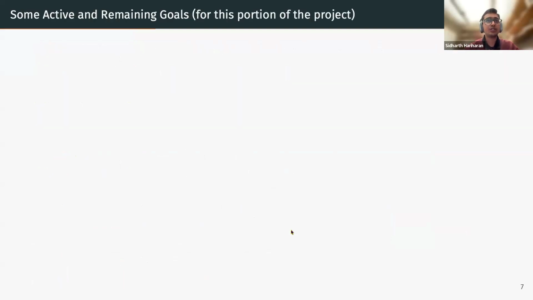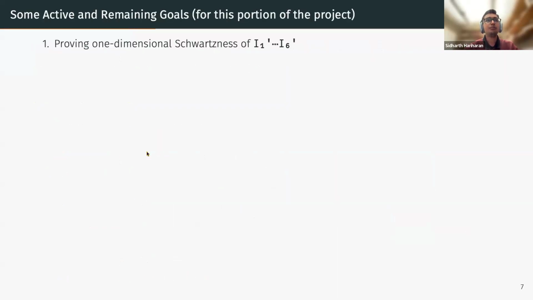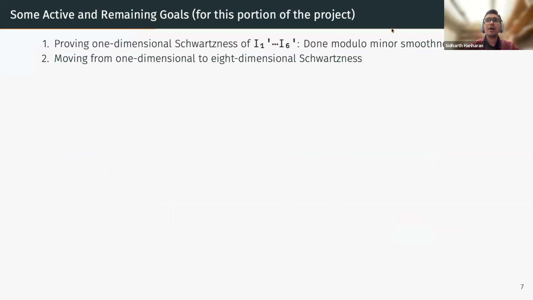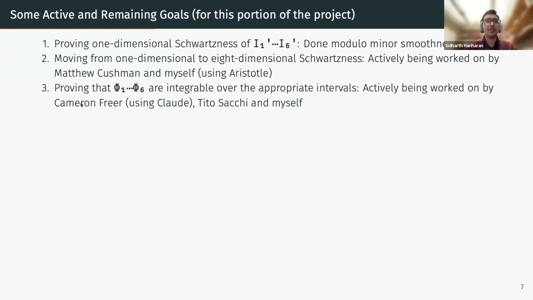And the active and remaining goals for this part of the project. Proving that I1 primed up to I6 primed are Schwarz functions in R. These are Schwarz in this input here. This is done minus modulus and smoothness results. Then moving from 1-dimensional to 8-dimensional Schwarzness is actively being worked on. Proving that these are integrable over appropriate intervals is also something that's actively being worked on.